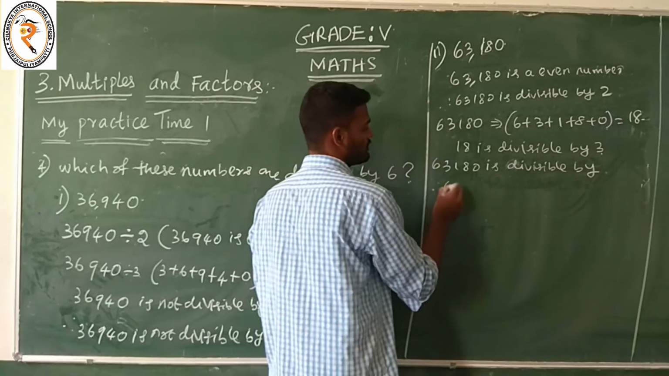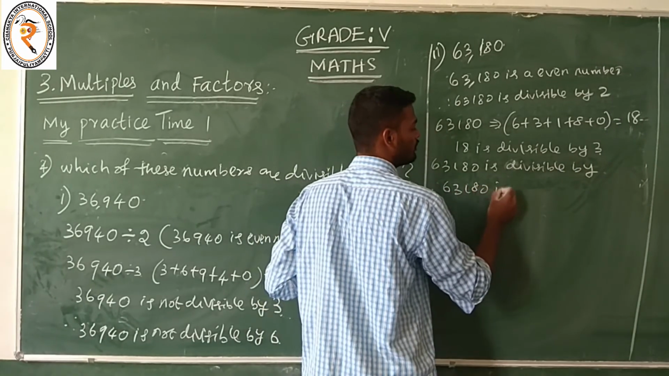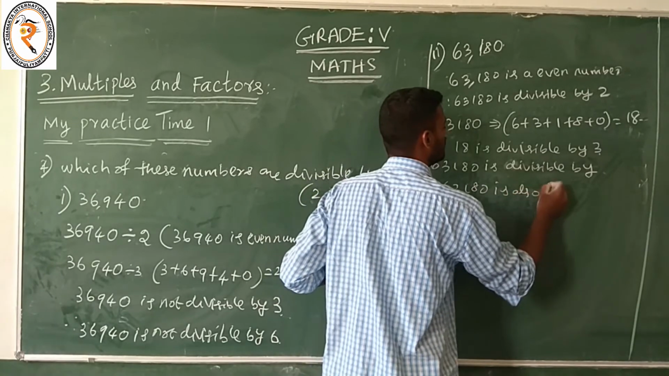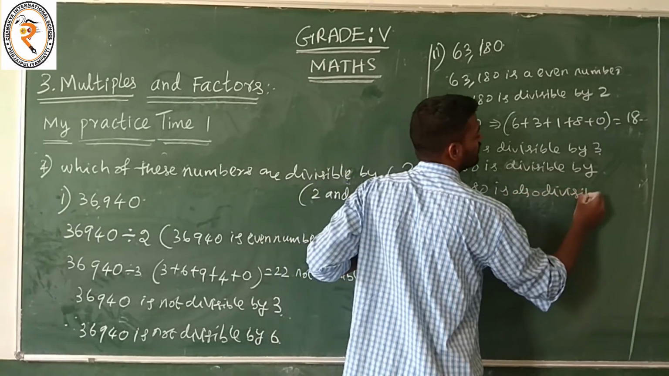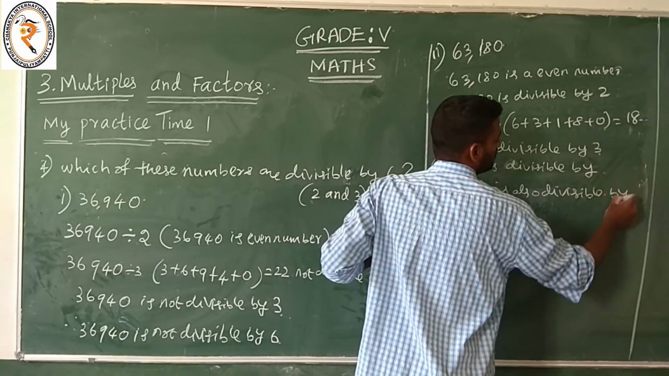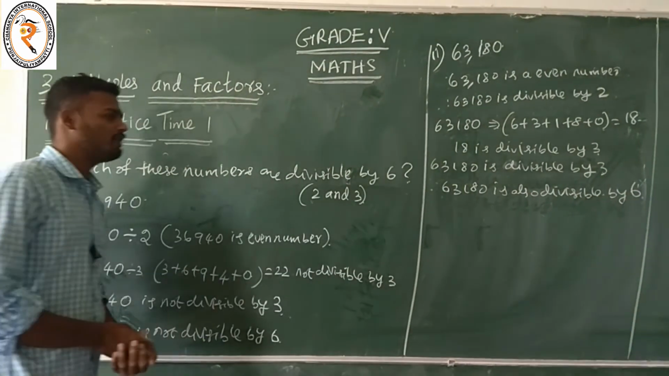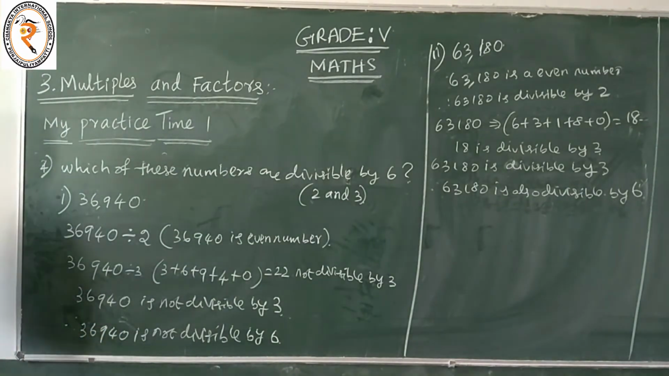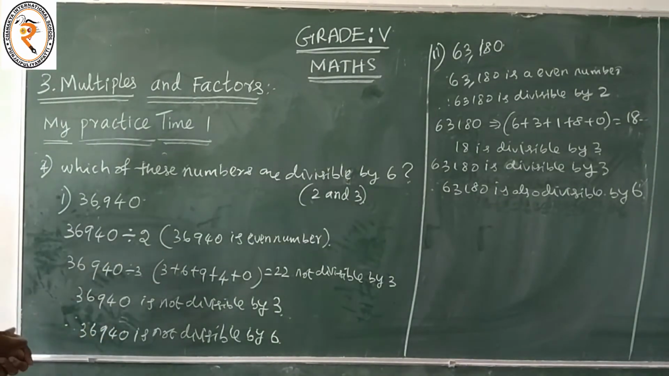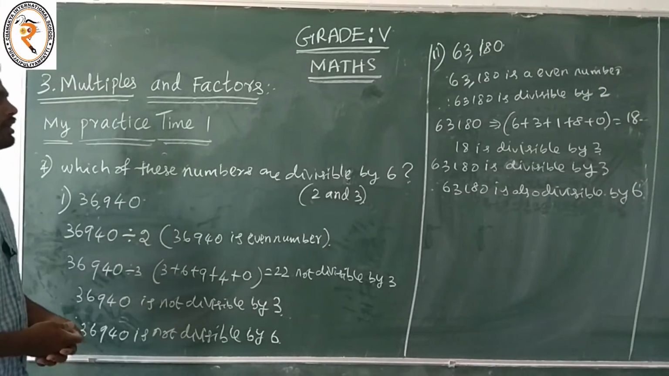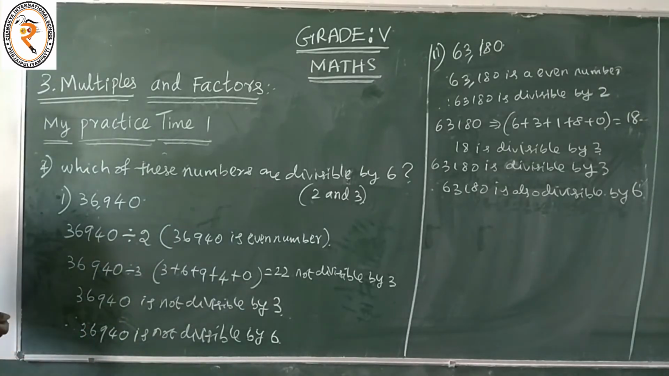Therefore 63,980 is also divisible by 6. Therefore the rule of divisibility by 6 is that a number divisible by both 2 and 3 is also divisible by 6. If a number is not divisible by 2 and 3, it is not divisible by 6.